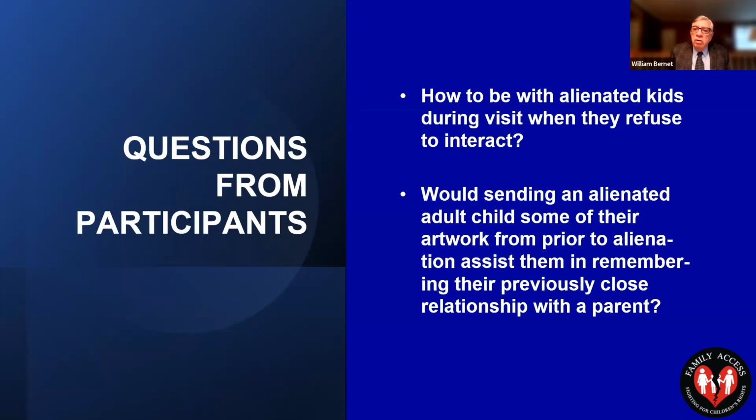Now, actually, some therapists use this. You're probably familiar with Linda Gottlieb, and she has a program called Turning Points for Families. She uses pictures, mainly photographs and videos from the past, to help the child go back and recreate good times with the parents.